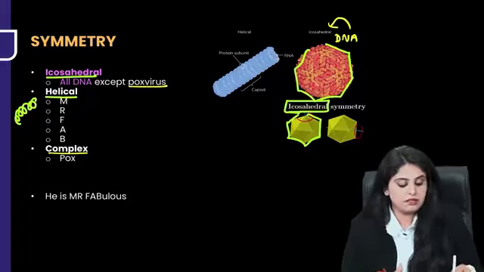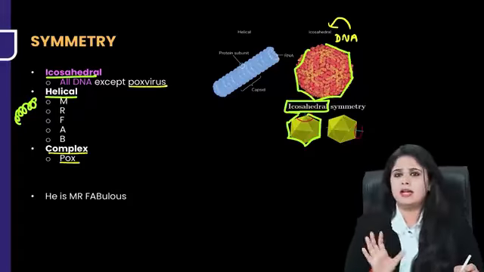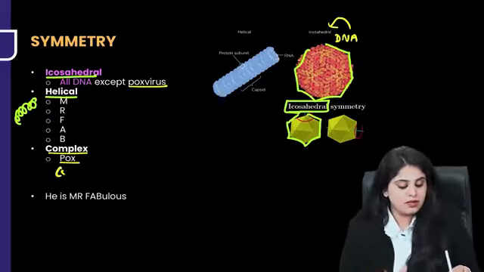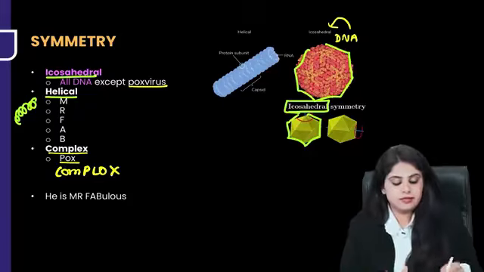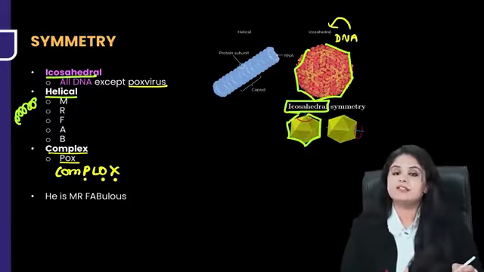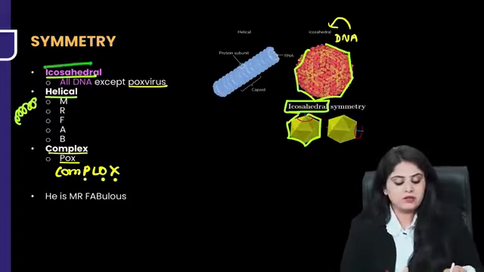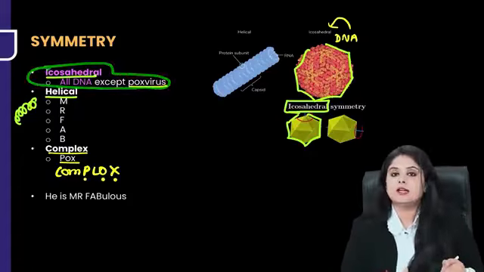Pox is a complex symmetry. You can't comment, it's very complex. So how have I learnt it? Complox. I have learnt it as complox, which will tell me that the complex symmetry is present in the pox virus. Other than that, all the viruses are going to be icosahedral symmetry.